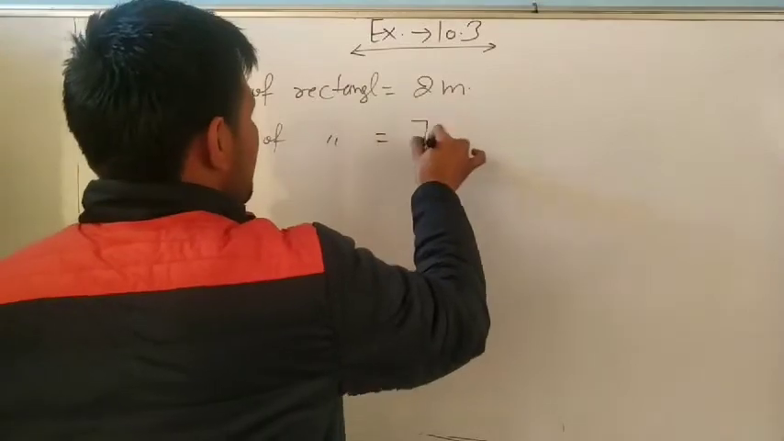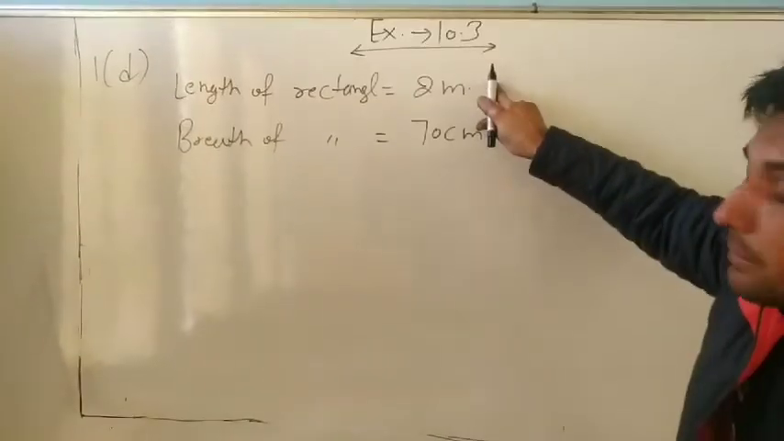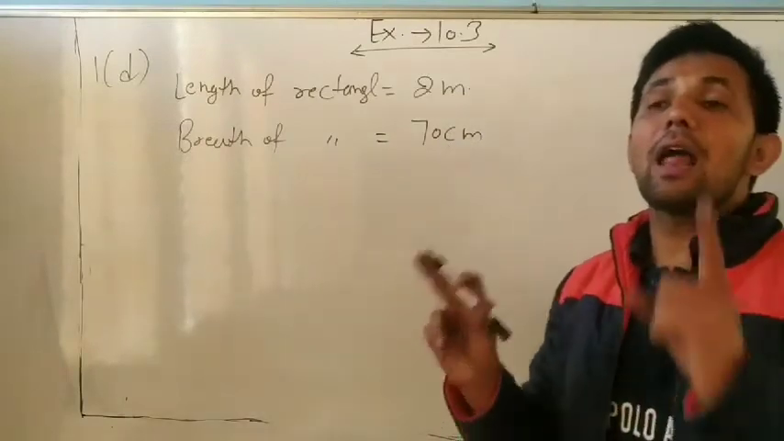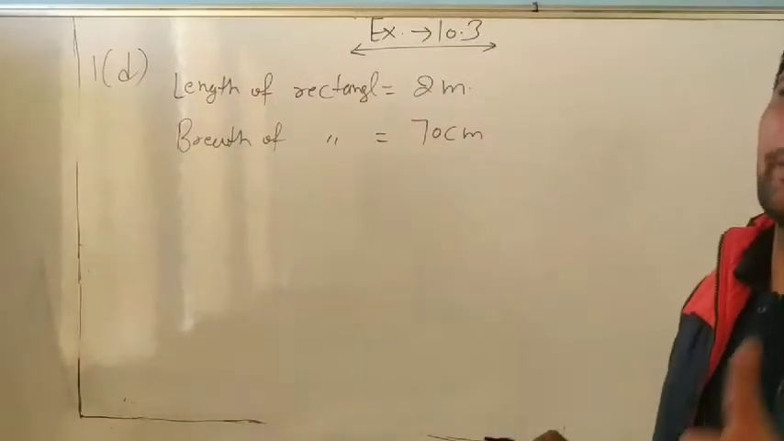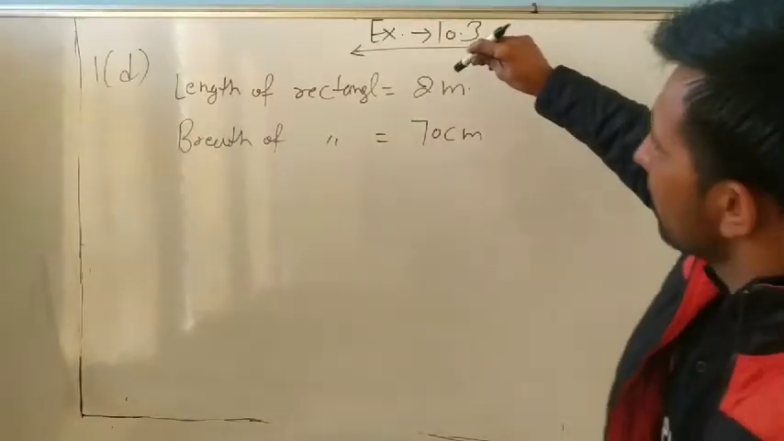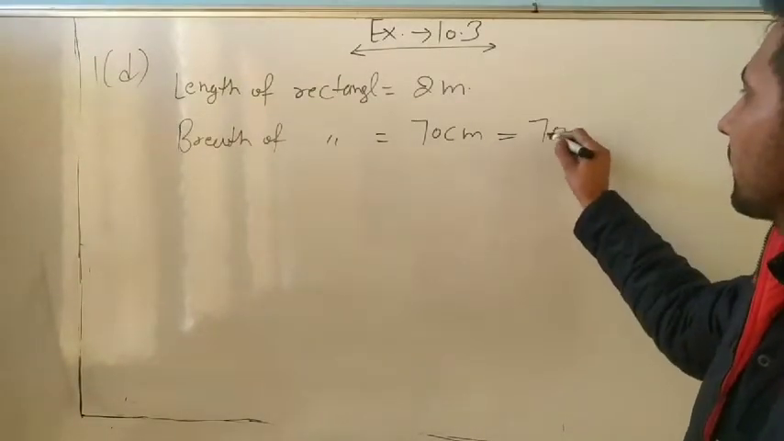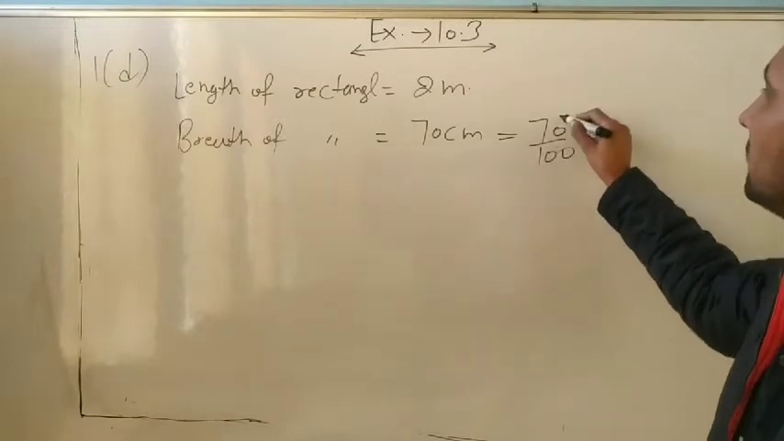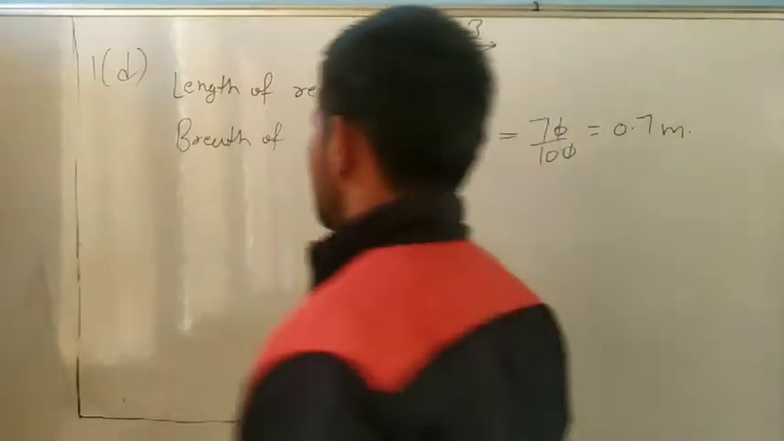70 centimeter. But we observe one thing. Length is in meter, and this is in centimeter. Always we will multiply the same unit: meter, meter, centimeter, centimeter. That means either we change this one into meter or we change that one into centimeter. So you can change this one into meter. How will you change into meter? Divide by 100. 0 cancels 0. What is it? 0.7 meter. So write.